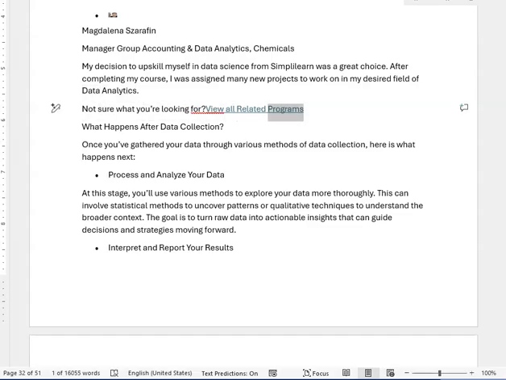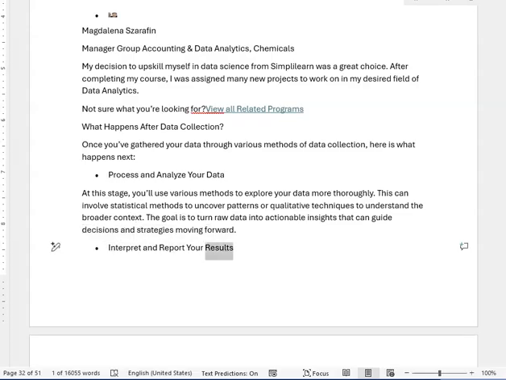What happens after data collection? Once you've gathered your data through various methods of data collection, here is what happens next. Process and analyze your data. At this stage, you'll use various methods to explore your data more thoroughly. This can involve statistical methods to uncover patterns or qualitative techniques to understand the broader context. The goal is to turn raw data into actionable insights that can guide decisions and strategies moving forward.